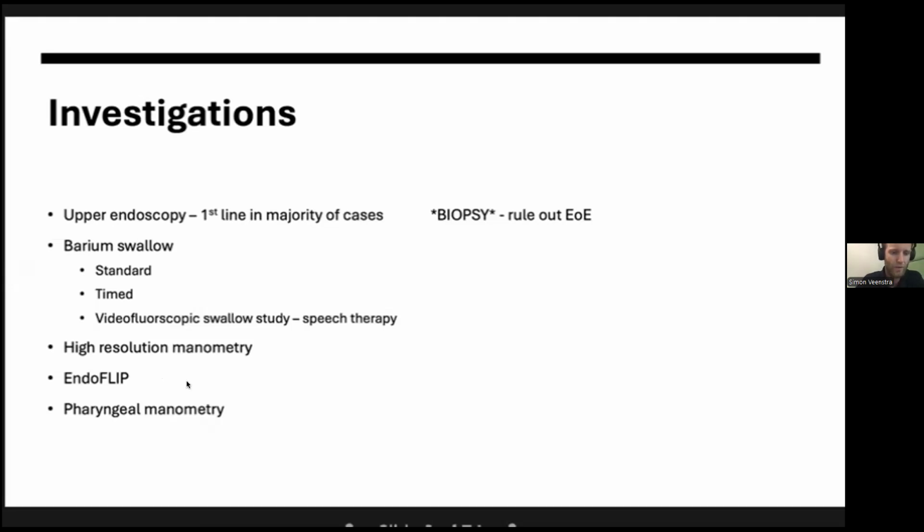However, this is not readily available in South Africa, or I don't think it's available at all, although it does seem to be gaining traction overseas. And then pharyngeal manometry is also a nice test to do when one is concerned about a motility issue higher up, something like a cricopharyngeal bar. And this can be done with your standard high resolution manometry equipment by pulling up the catheter slightly to incorporate the oropharynx. But it's not done standardly.